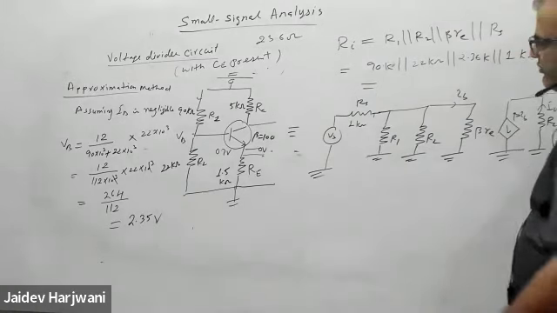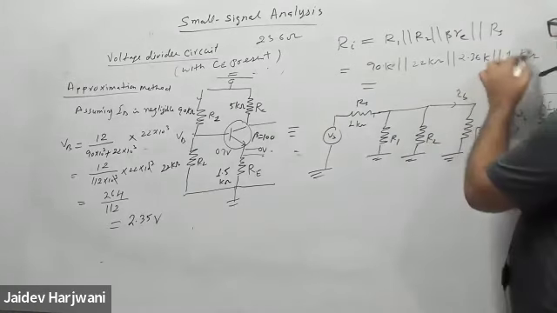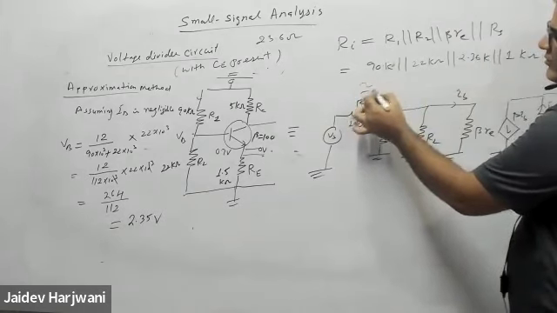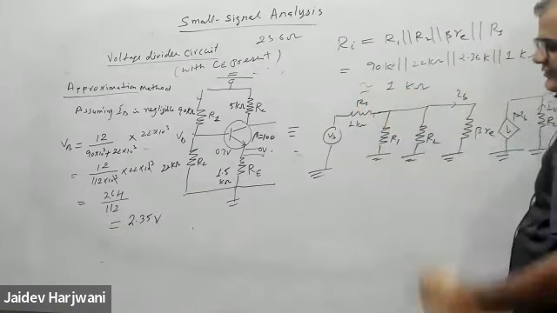So 1 by 90, 1 by 22, 1 by 2, this is 1 upon 1 kilo. So I'm assuming this will come around 1 kilo. Now you tell me what is the exact value. You can do it.